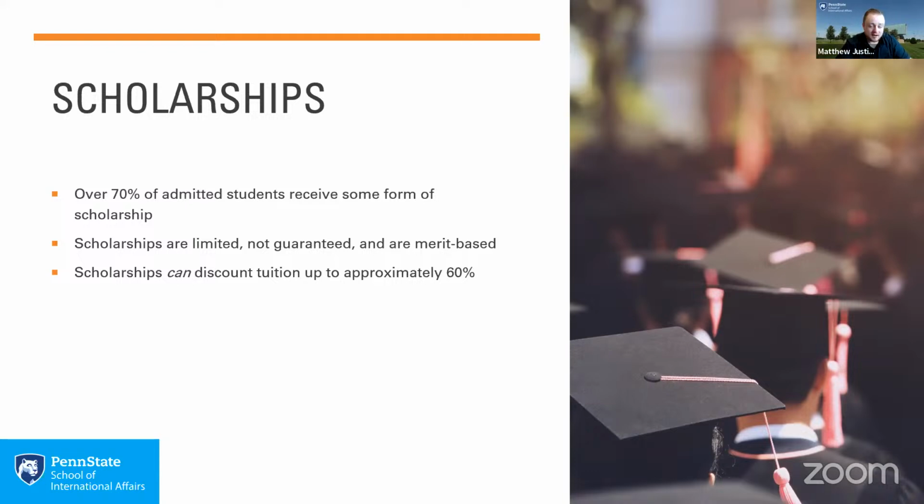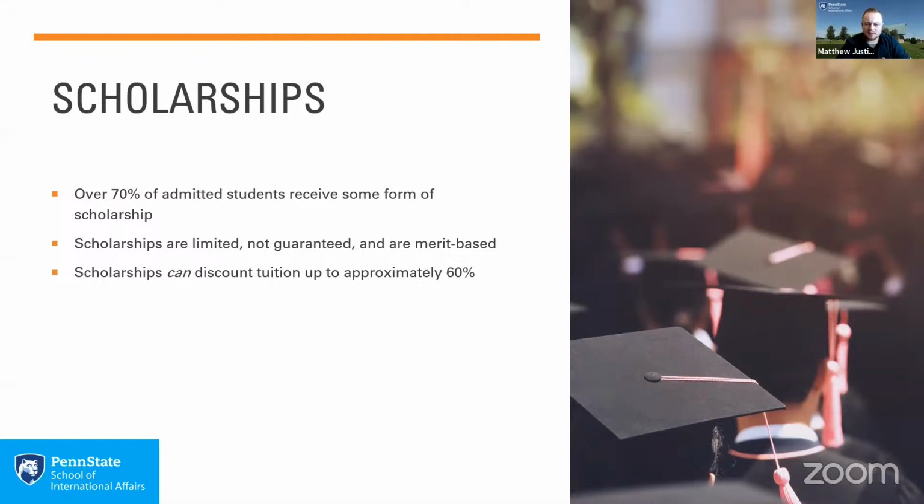Scholarships can, not always, but can discount tuition up to about 60%. This is for our very top applicants, star-studded applicants who do a really, really good job on the application and show us that they are committed to coming to SIA. They could see about a 60% tuition discount through our merit-based scholarships.